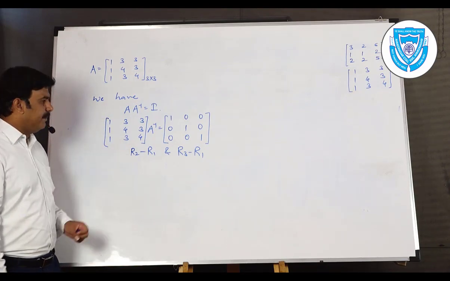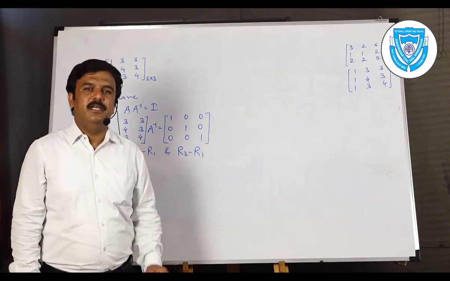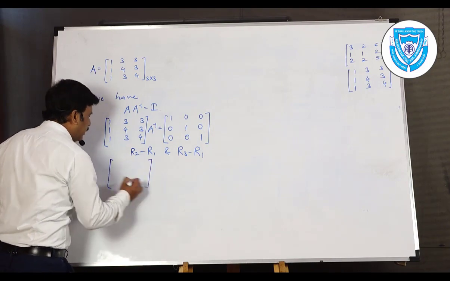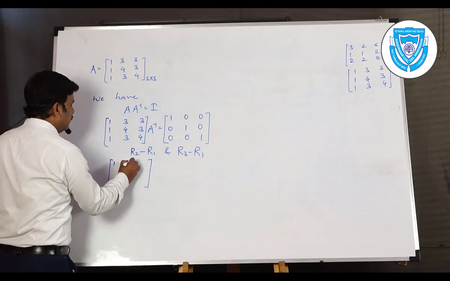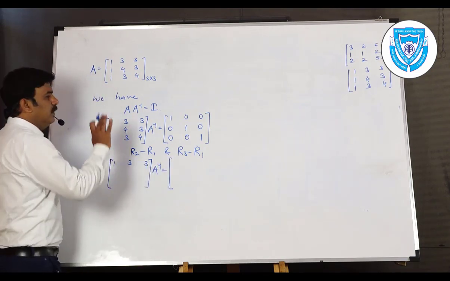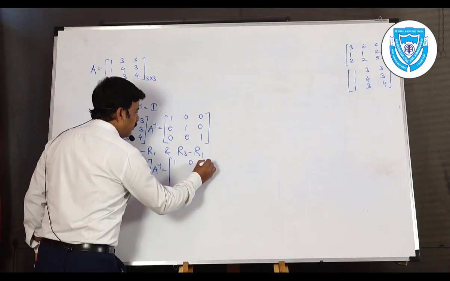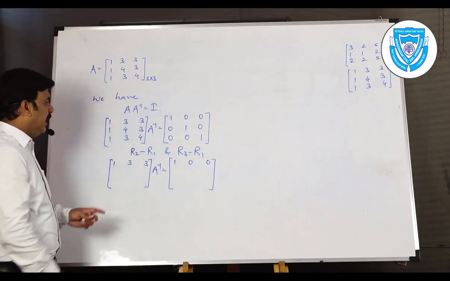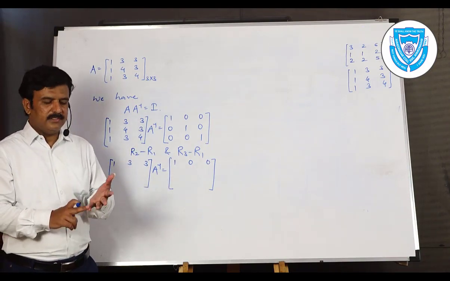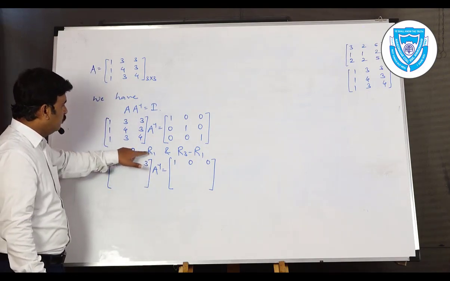Now let's see what happens after performing these 2 operations. Of course, 2 rows are going to be changed, R2 and R3. So R1 will remain as it is. What are the elements of R1? 1, 3, 3 into A inverse. At the right hand side also, the first row will remain as it is. What is the first row? That is 1, 0, 0. At the left hand side as well as at the right hand side, the first row will remain as it is. Only the second and third will change. Now let us perform the operations R2 minus R1.